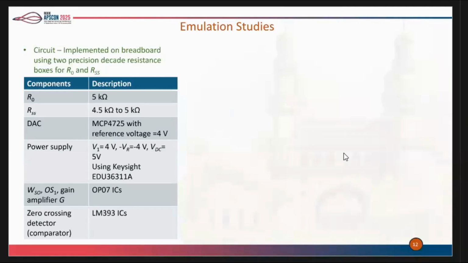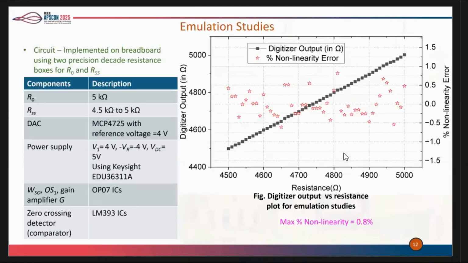Now the circuit was implemented on the breadboard using two precise decade resistance boxes for R0 and RSS, the short span resistance. We varied RSS from 4.5 kilo ohm to 5 kilo ohm. This is the digitizer output versus the actual resistance. Again, the black color shows the digitizer output, and the red star shows the percentage non-linearity. The output is linear with a maximum non-linearity of 0.8%.